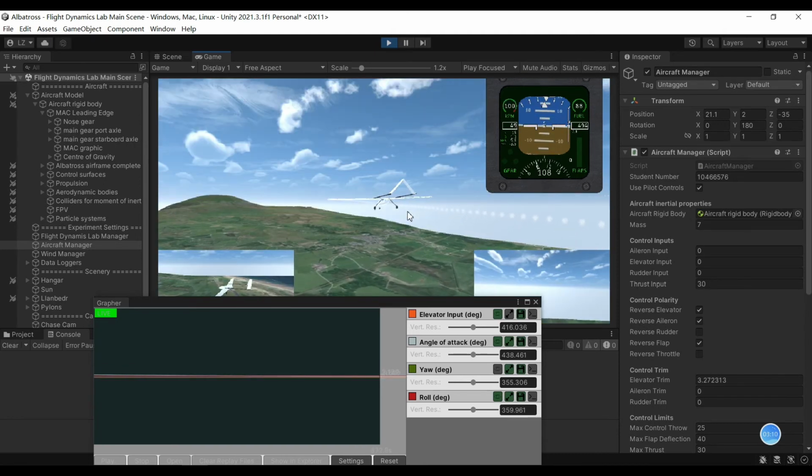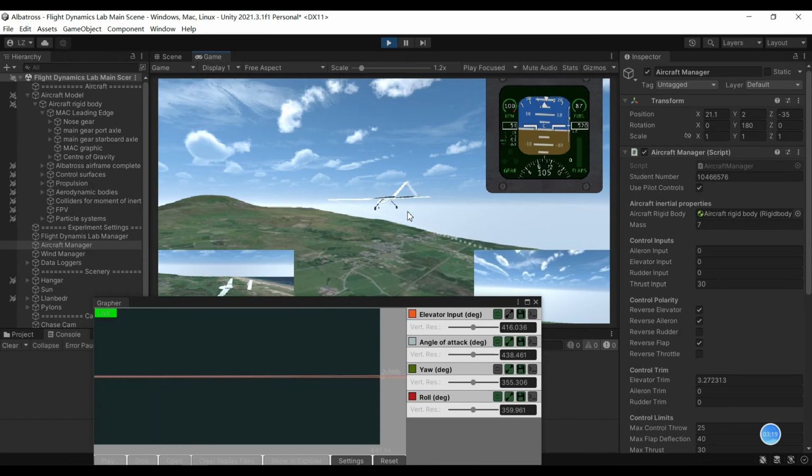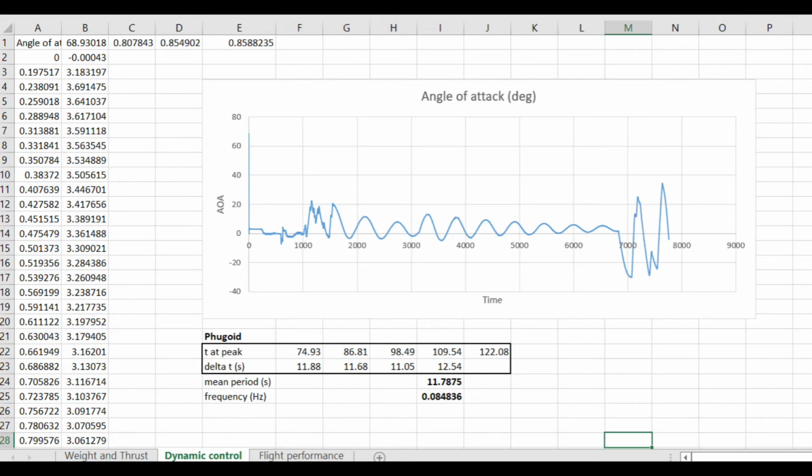And the maximum trim level flight speed is 50 meters per second. As it fluctuates between 48 and 52, the average is taken to be 50. To estimate the long period natural frequency of the aircraft, or say the phugoid, the graph of angle of attack versus time is plotted.